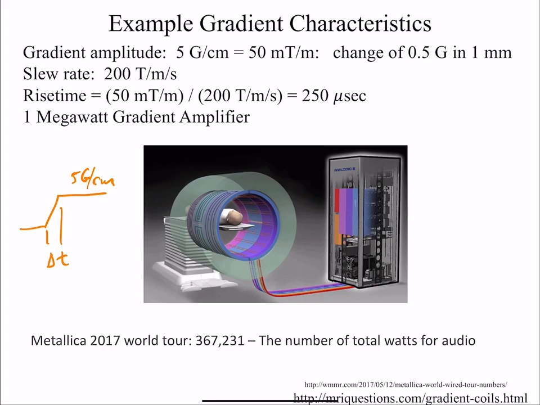So a typical amplifier now is 1 megawatt, but in the future generations, they're talking about 2 megawatt, 3 megawatt amplifiers. Okay, and just for comparison, when I was doing this slide, I think 2 years ago, I looked up the Metallica 2017 World Tour. If you went to a Metallica concert in this stadium, it was only 367,000 watts. Okay, so in an MRI system, you have more. You could basically have enough watts to do a rock concert, with a lot to spare.